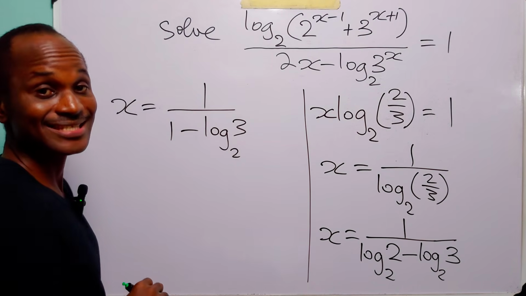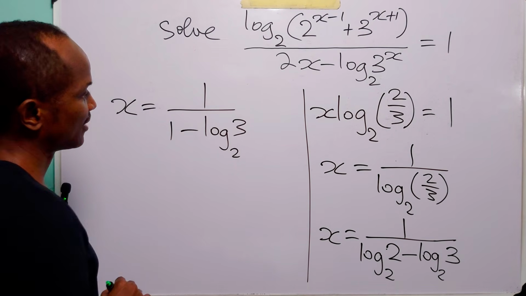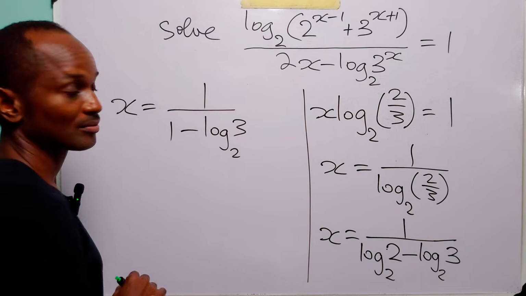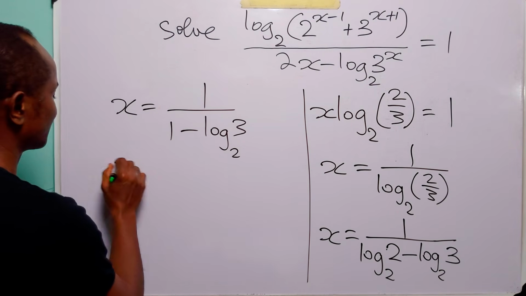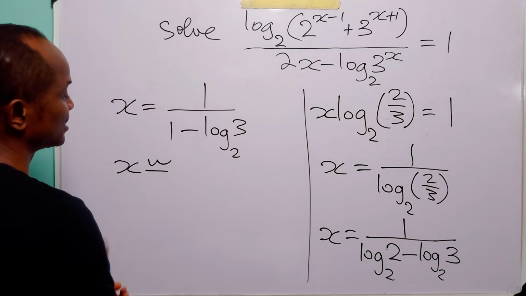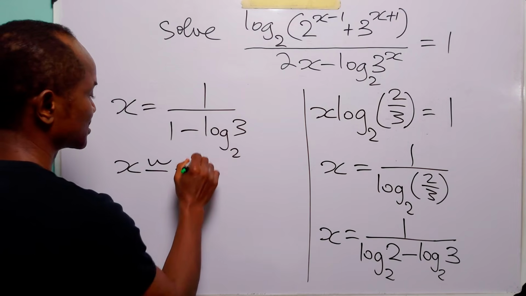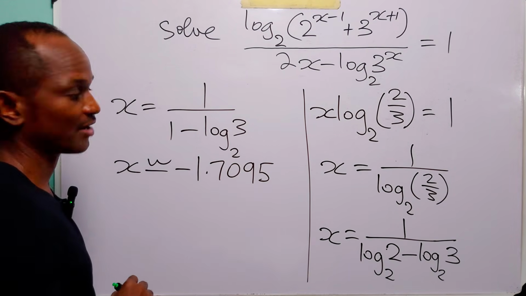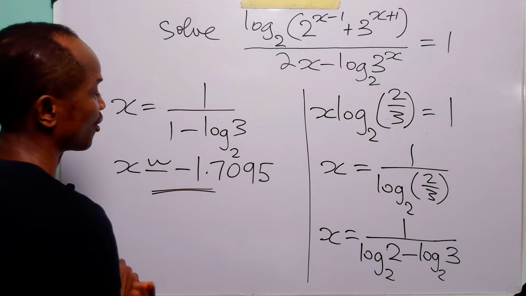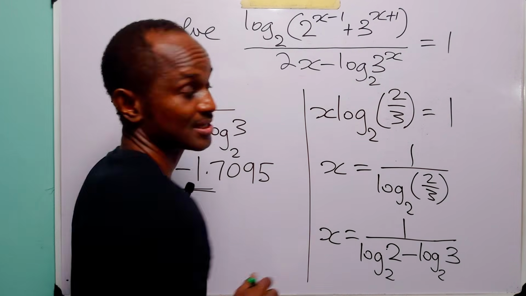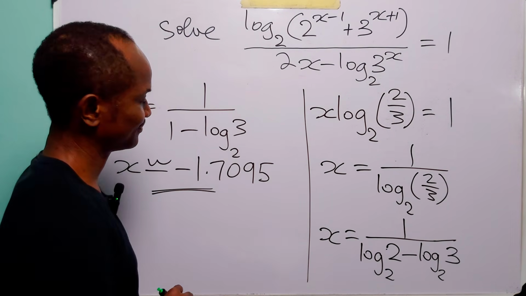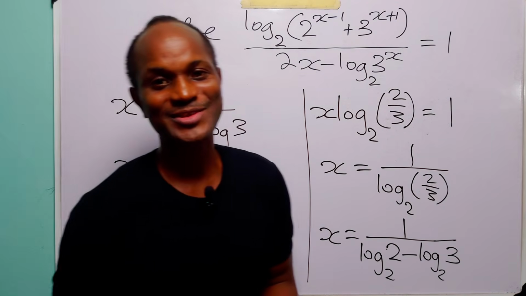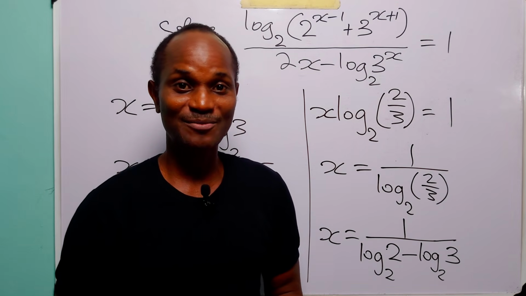Now, this is the exact value of x. You can also use a calculator to evaluate this, and you have that x is approximately equal to minus 1.7095. So this is the value of x that satisfies this logarithmic equation. And with that, we come to the end of today's exercise. I hope you learned something new.